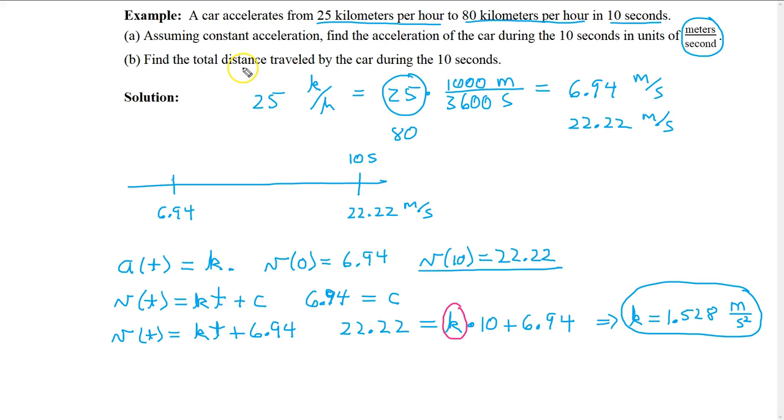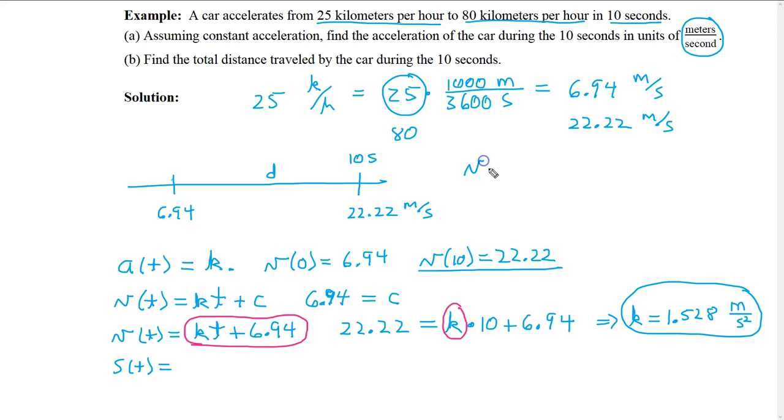Now we still have to answer part B. We have to find this total distance, d, traveled during the 10-second period. Well, so we need to find the position function now. So to find the position function, well, the position function is going to be an antiderivative of our velocity. So we need to take the antiderivative of this.